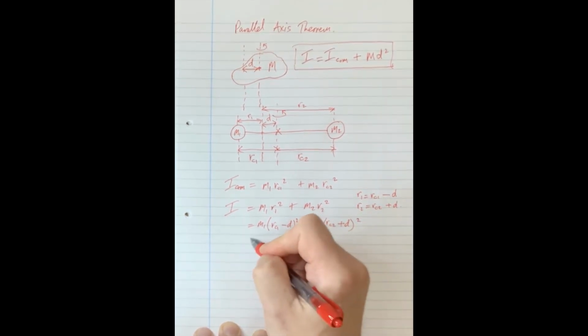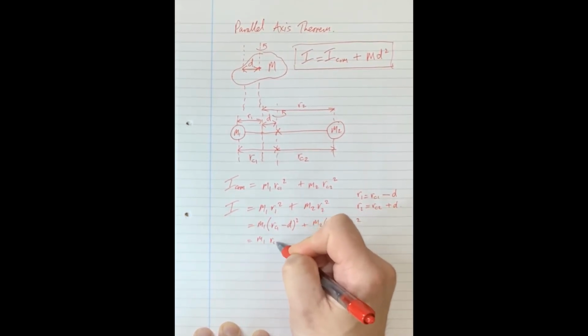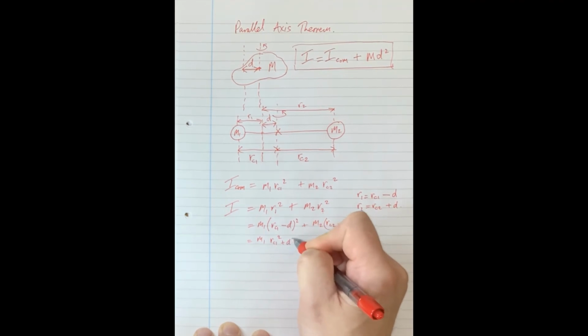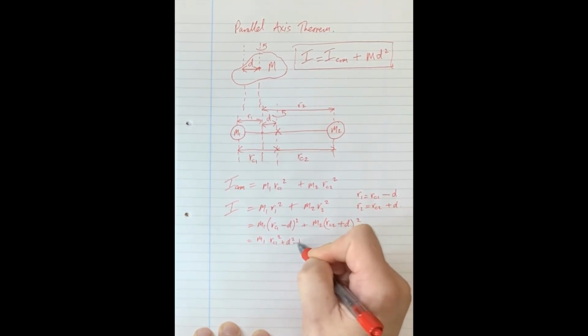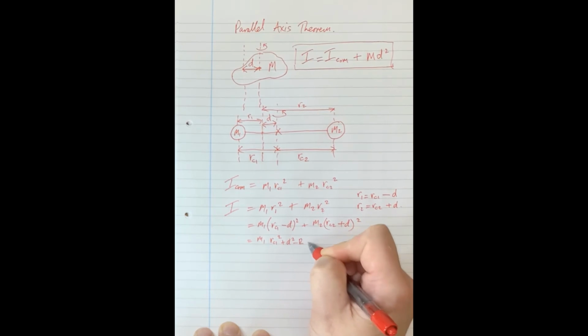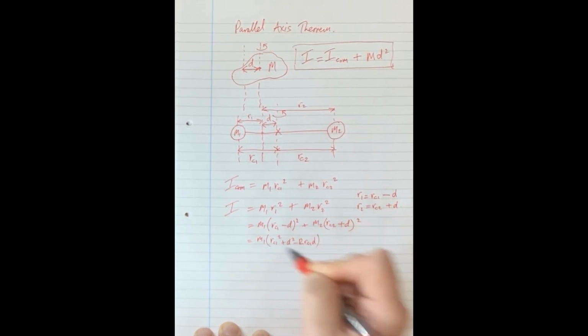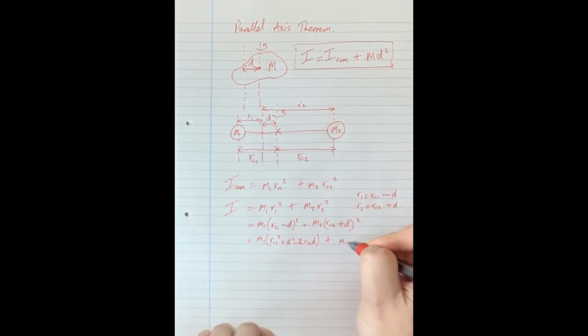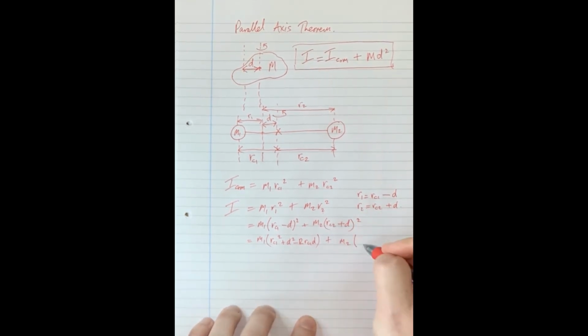If I expand out the brackets, I get M1 times (RC1 squared plus d squared minus 2 RC1 d), plus M2 times (RC2 squared plus d squared plus 2 RC2 d).